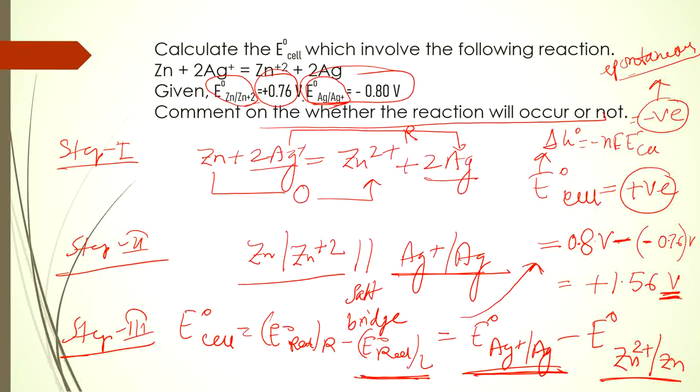So step 1 was to draw the redox reaction properly. Step 2 was to draw the electrochemical cell properly, and step 3 was to calculate the E0cell in the proper method. And when you have calculated the E0cell, then you have to explain whether the reaction would be spontaneous or not, or whether the reaction will occur or not, as per the equation ΔG0 = -nFE0cell. If E0cell is positive, ΔG0 will be negative. If E0cell is negative, ΔG0 would be positive. And through that method you can comment on whether the reaction will occur or not.